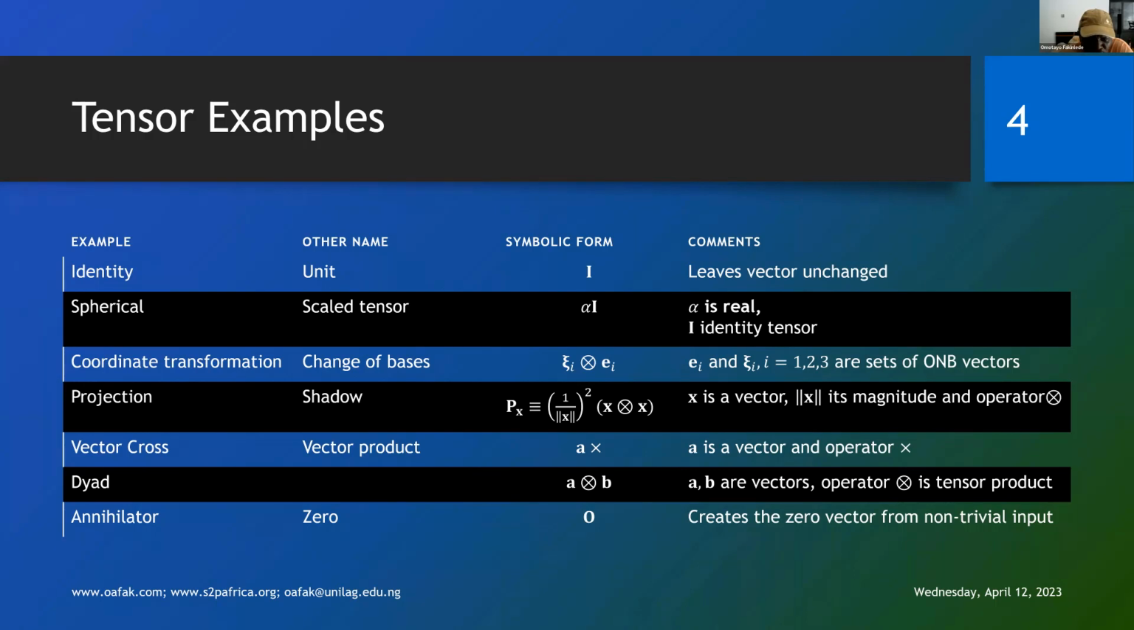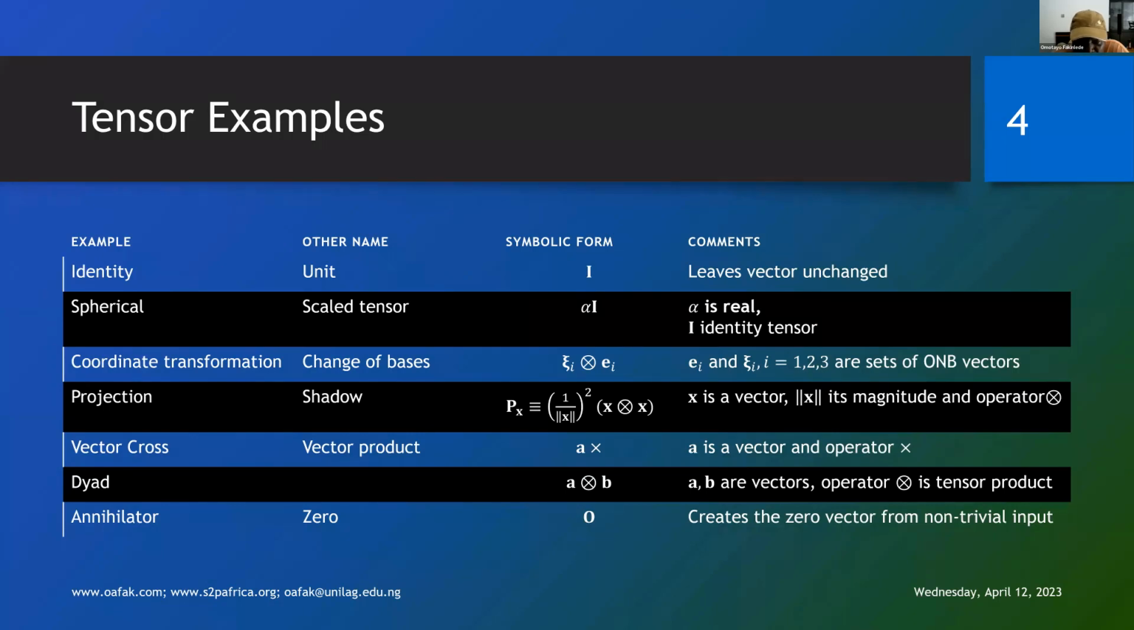The vector cross, which does a similar thing to what you know from vector analysis, is a tensor. When you take the vector cross itself, you can look at it as a tensor, and the vector on the right hand side is now what it is operating on. So the vector cross, with the cross products put together, constitutes a tensor.